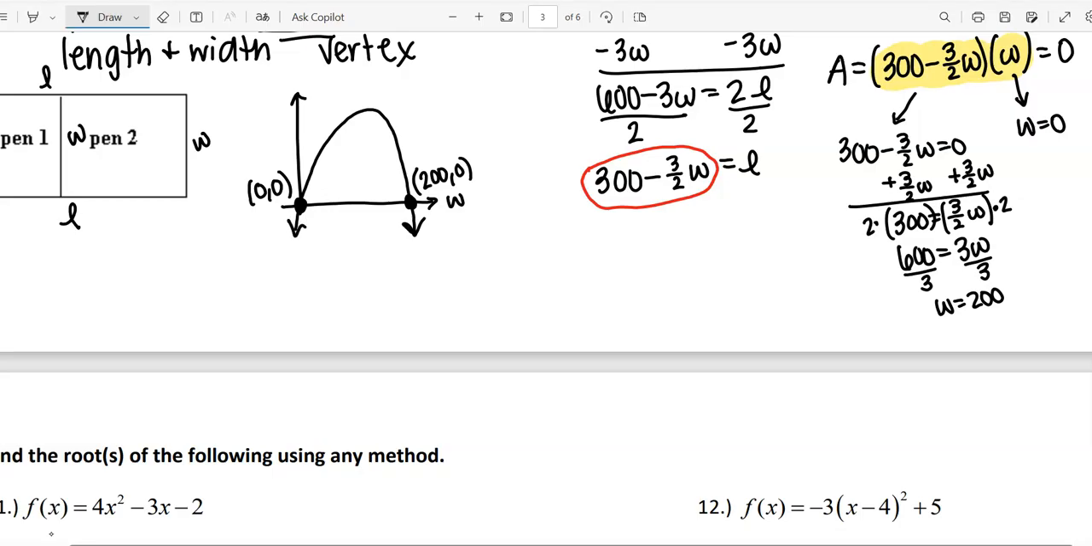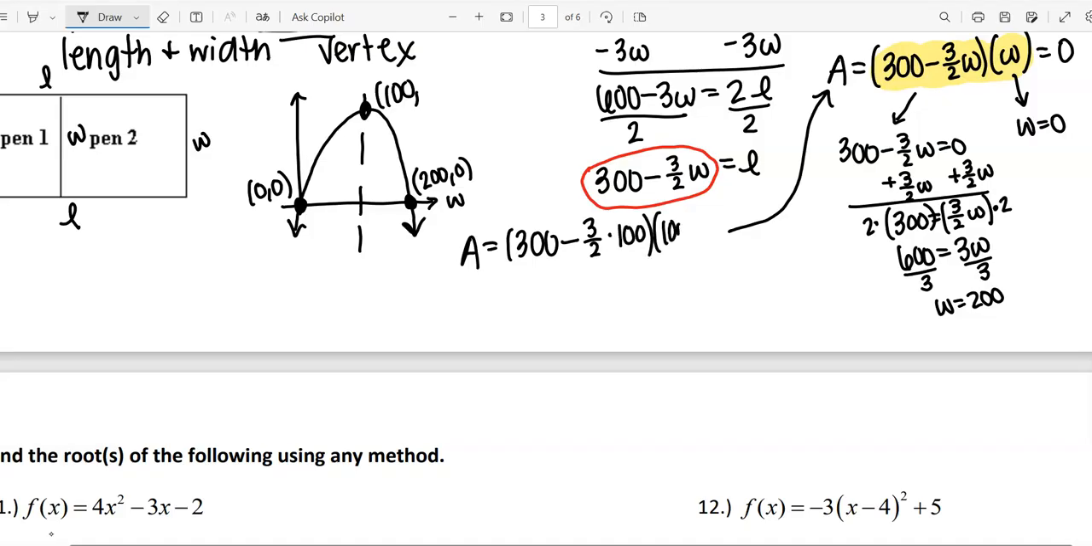Where's the maximum area going to happen? At the vertex. Where's the vertex? At the max, at 100. This would be 100 because it's half of 200, in the middle of 0 and 200. And then you can plug in 100 into your area formula. So area is equal to 300 minus 3 over 2 times w, which is 100, times 100.